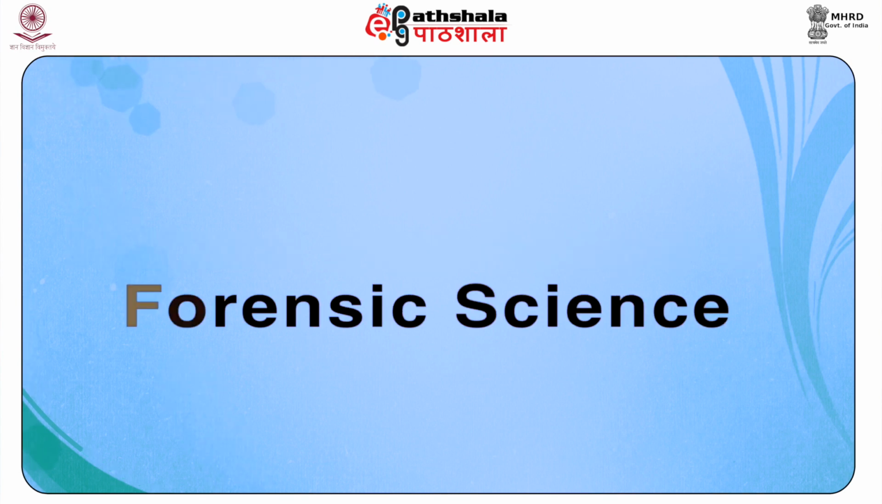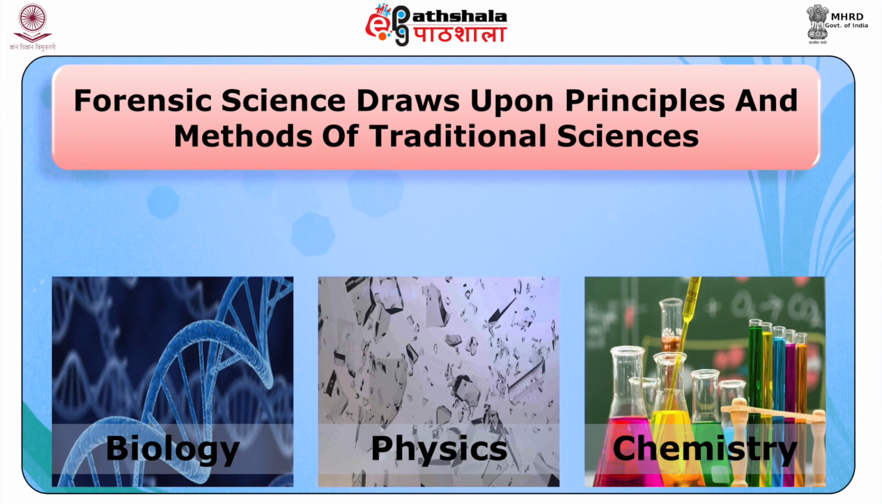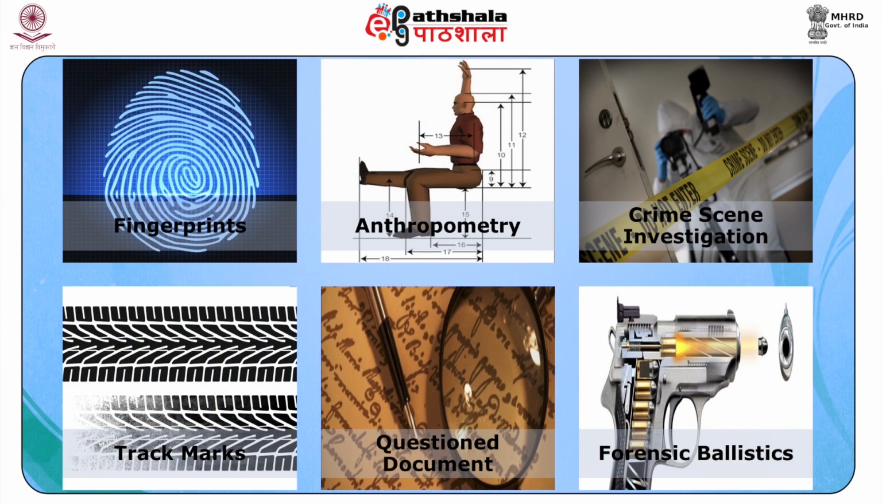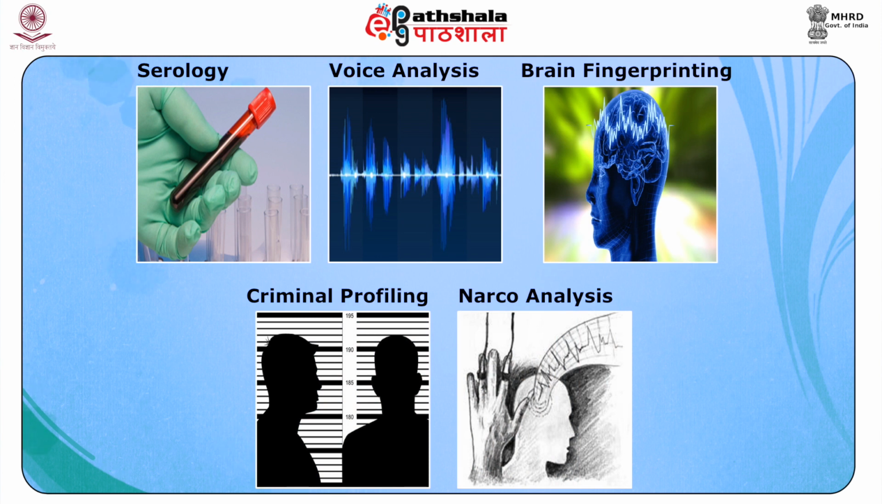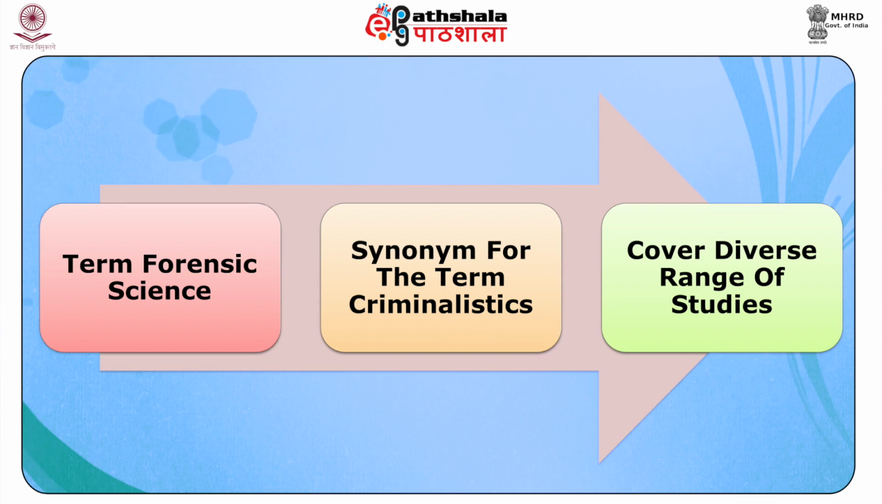Next is the nature and scope of forensic science. Forensic science draws upon the principles and methods of all the traditional sciences, such as biology, physics, and chemistry. But in the last few years, it has developed its own branches like fingerprints, anthropometry, crime scene investigation, tool marks, questioned document examination, and forensic ballistics. These are exclusively fields of forensic science. Recently, significant advances have been made in the fields of serology, voice analysis, brain fingerprinting, criminal profiling, and narco-analysis tests, etc.